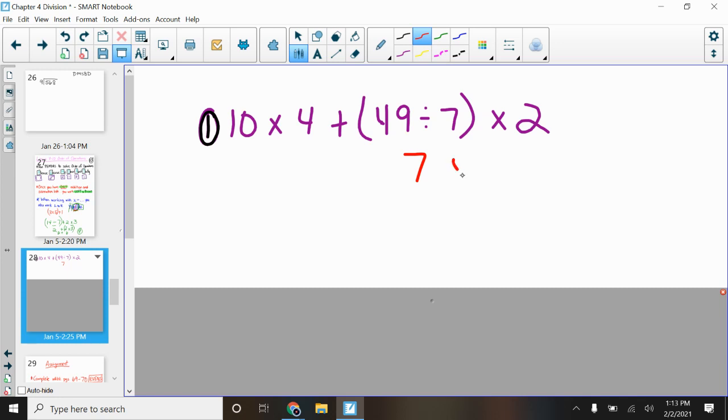We haven't used this multiplication sign, so I'm going to bring it down. We haven't used a 2, so I'm going to bring it down. On the other side of the parentheses, we haven't used the plus sign, we haven't used the 4, and we haven't used the 10.